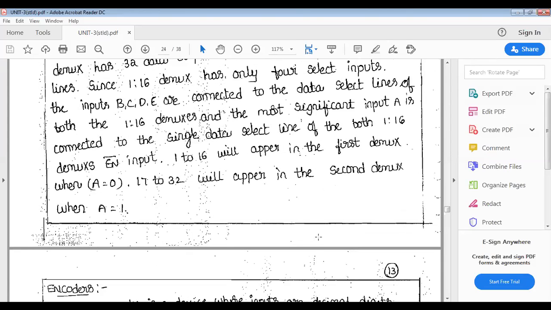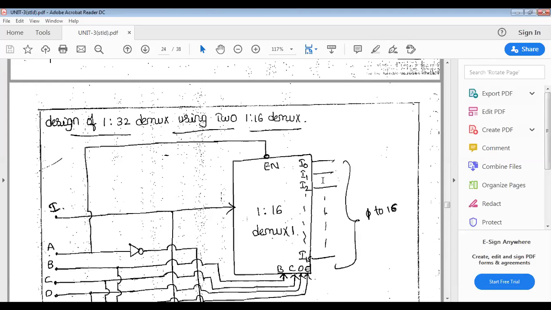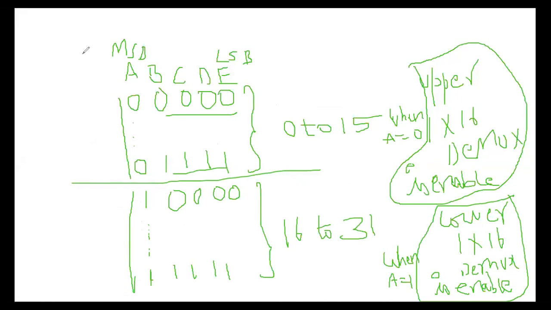So with this, you complete the design of the higher order demultiplexer using the lower order demultiplexer. Fine. Now let us see, suppose they ask to design the 1/8 demultiplexer using 1/4 demultiplexer. Okay, 1/4 DMUX. Let us see how we can design this one.